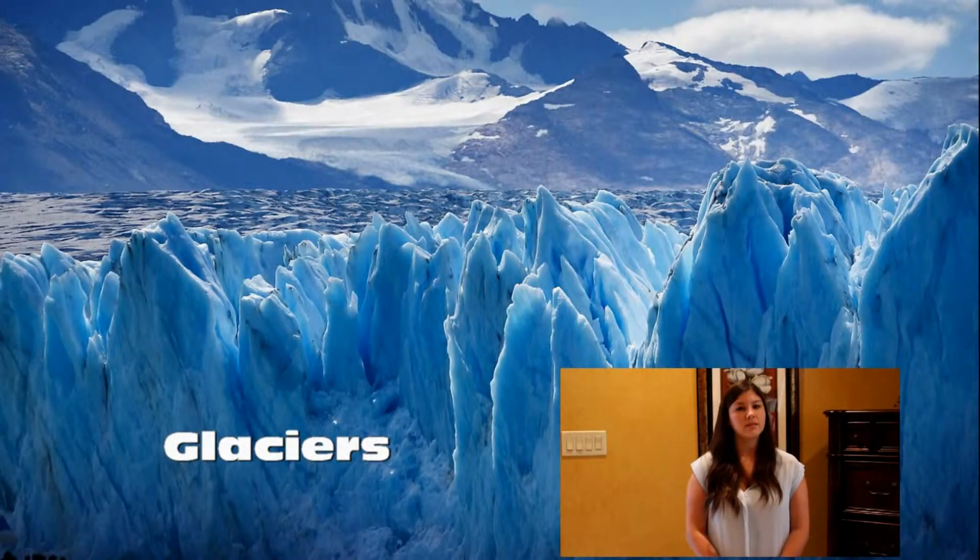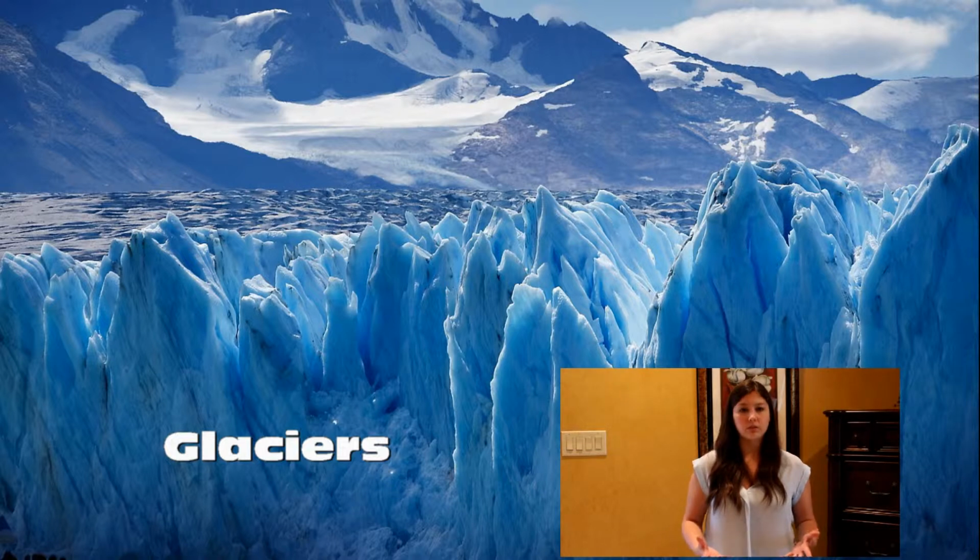Now let's discuss glaciers. Glaciers are large bodies of compacted snow. Compacted snow is snow that has pressed together over the course of many, many years. Usually it takes over 100 years for one glacier to form.